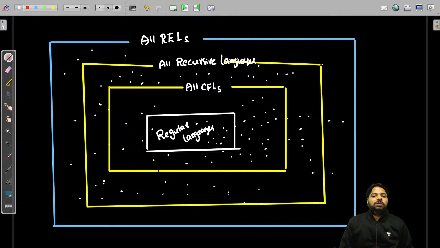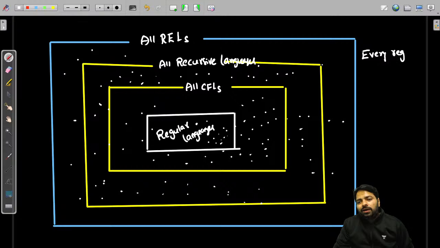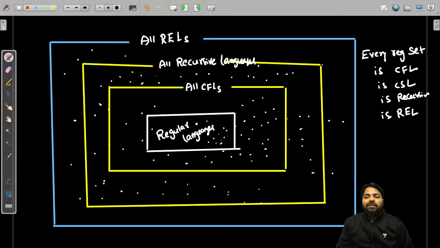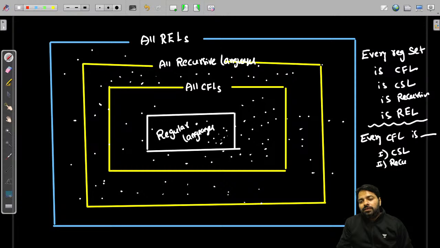You can say that. There are two words here. Right now I am not worried about that. So what is the relation I can form here? Can I say every regular set is CFL, I can say CSL, I can say recursive, REL. Every regular set I can use that word. And similarly, every CFL is dash. What can I answer? I can answer CSL, recursive, even REL. So like that, every language you can map with another language to understand. But only one word that you might confuse.